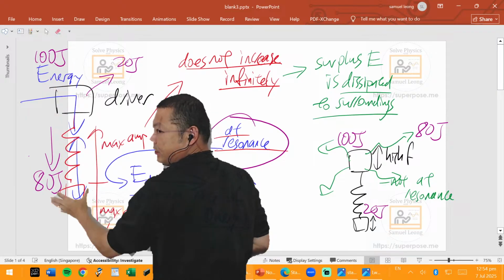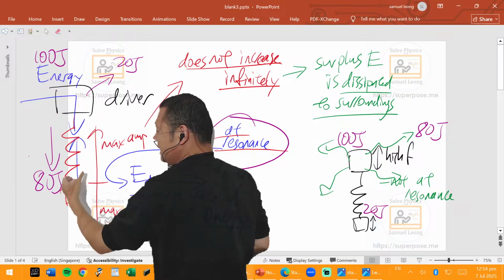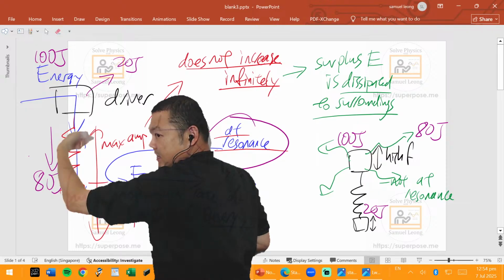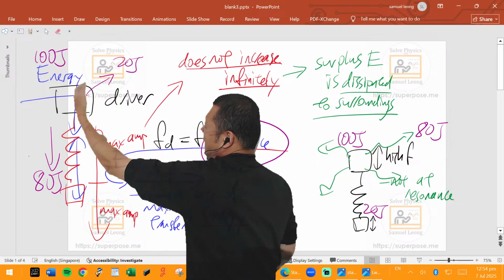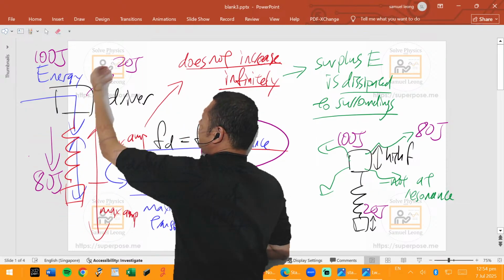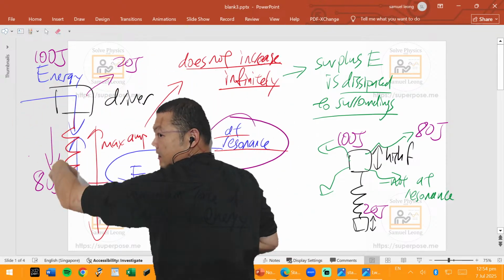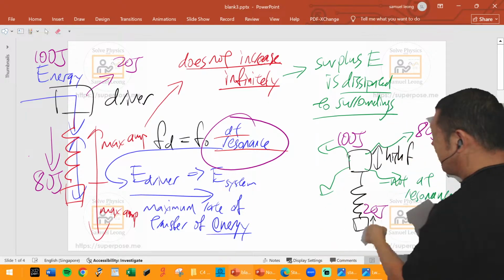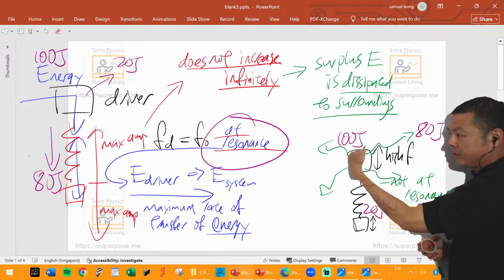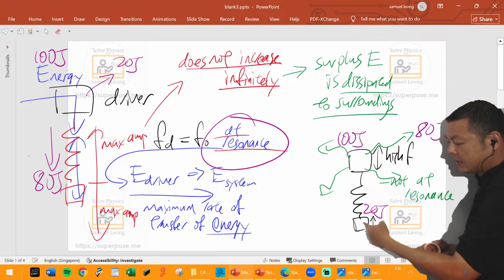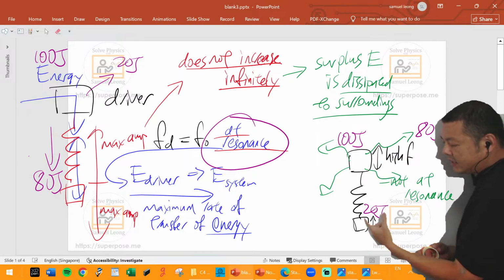So 100 joules goes to this guy, 80 joules, right? And the 80 joules is used to oscillate the system. But as you continue to supply energy in, you keep losing energy, but there's a maximum efficiency of transfer here. Whereas for this one, 100 joules goes from the system into the oscillating system, right?